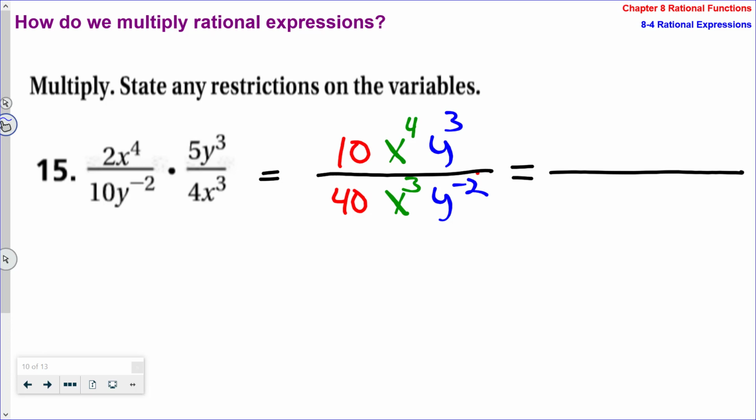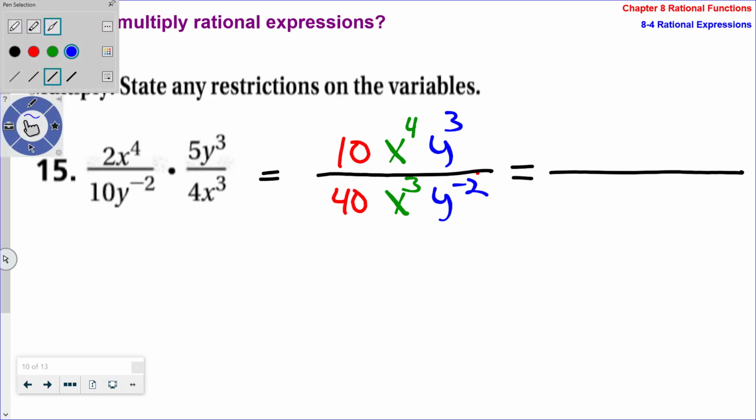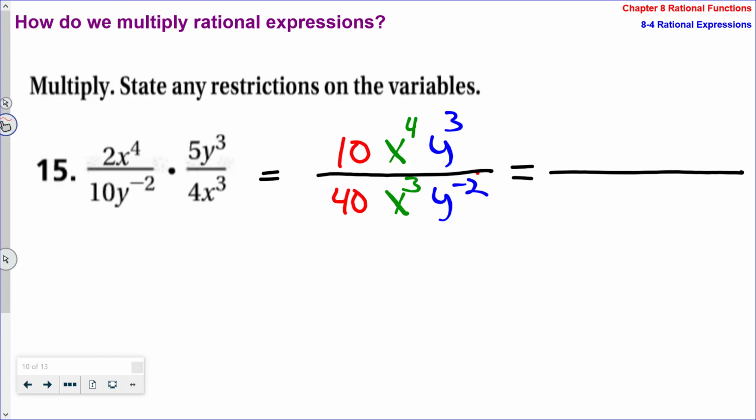Can we simplify 10 over 4? Yeah. What is it? 1 over 4. So 10 over 4 becomes 1 over 4. What is x to the fourth divided by x to the third? X.